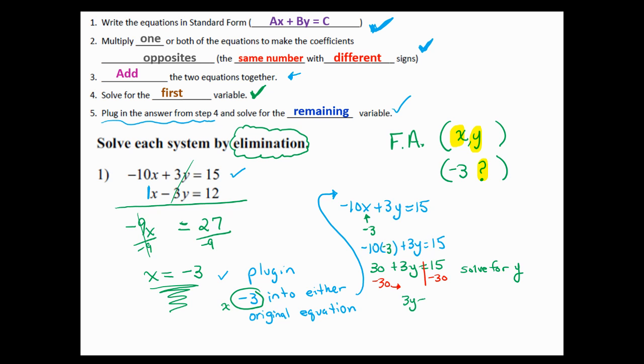So 3y will equal 15 minus 30 is negative 15. If you're not so great with your signs, you might want to always use a calculator there. You'll just go 15 minus 30, enter. Divide by 3. So your y value is negative 15 divided by 3 is negative 5. So we got our other answer. So we're going to march that up here. So our final answer is negative 3, negative 5.